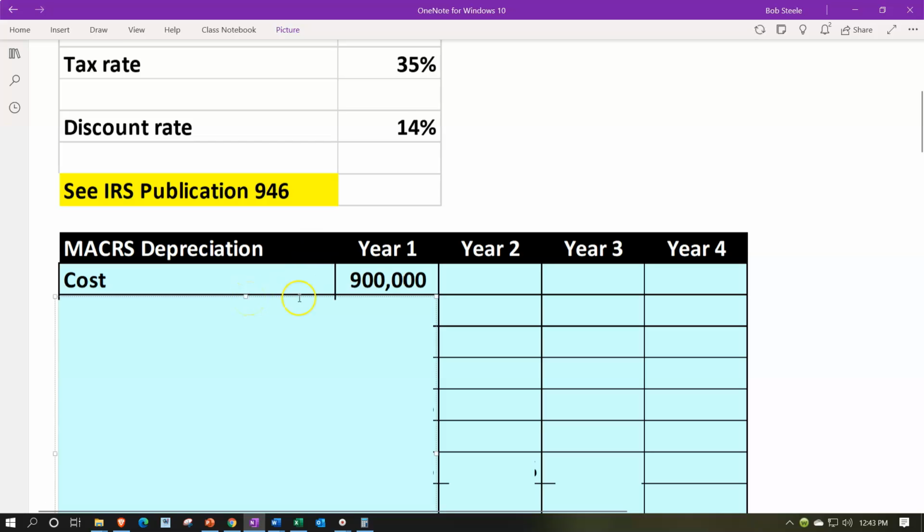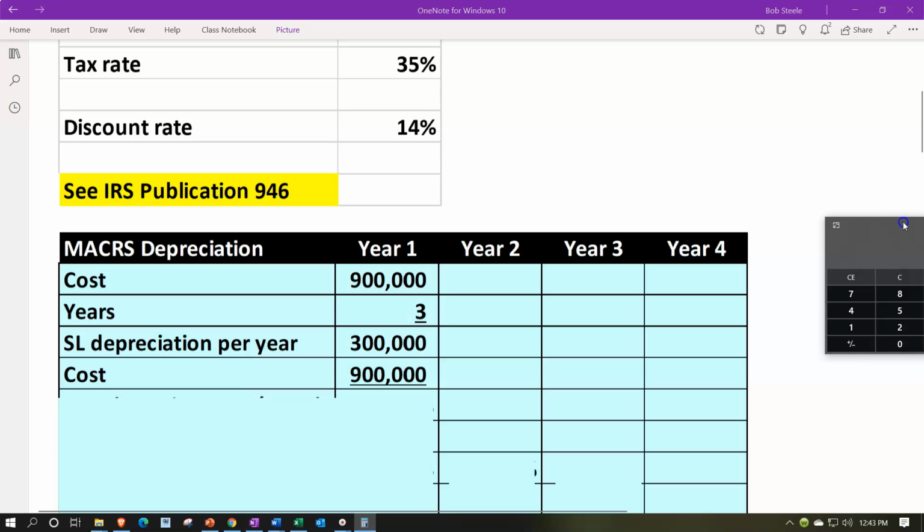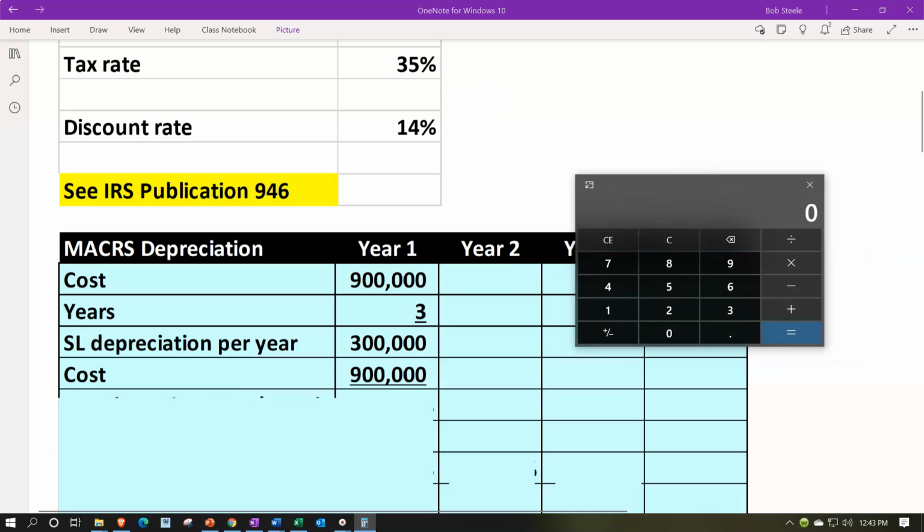So let's do our calculation. We're going to say year one, the cost was $900,000. That's how much we put down in cash, but we have to put it on the books as an asset and then depreciate it, which has a tax impact. Let's divide it by 3 years, which is what we're saying the life of it will be, at least for taxes. So the 900,000 divided by 3 would then give us the 300,000. That would be the straight line dollar amount.